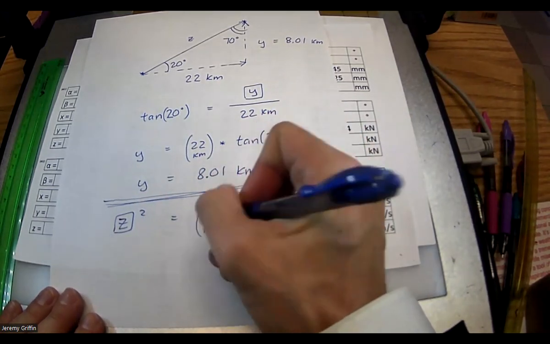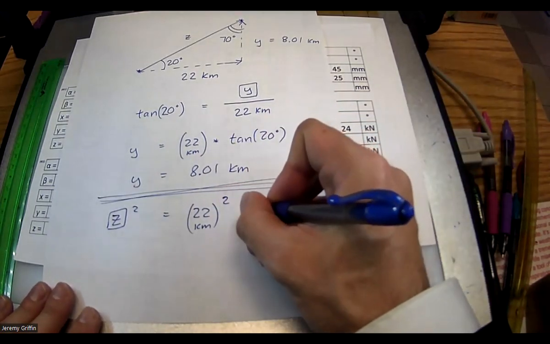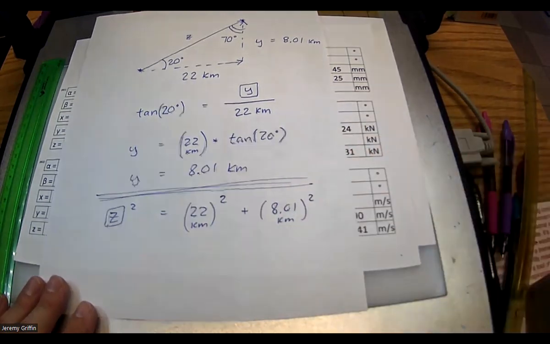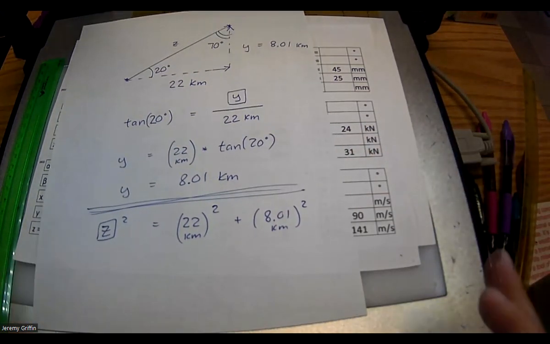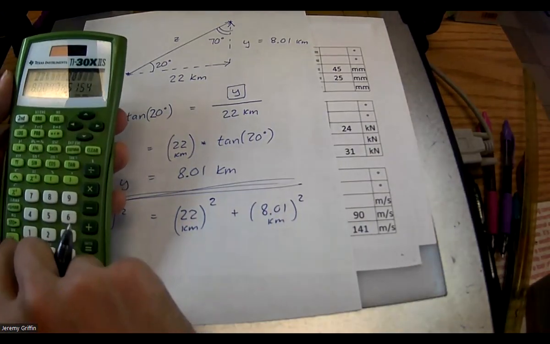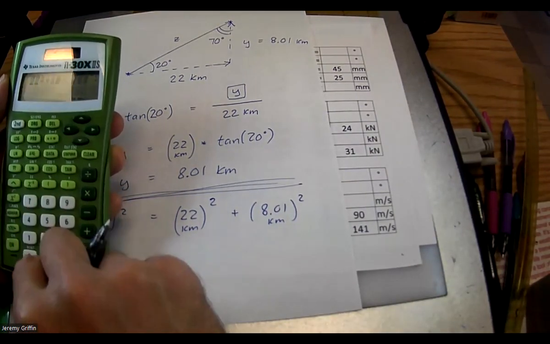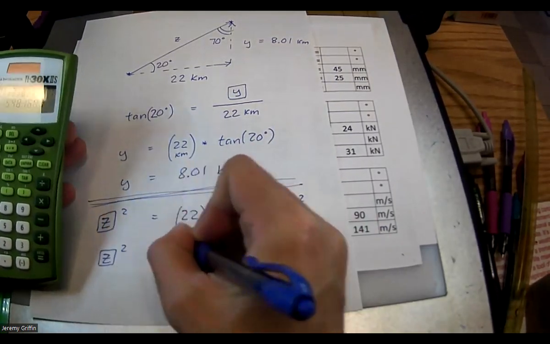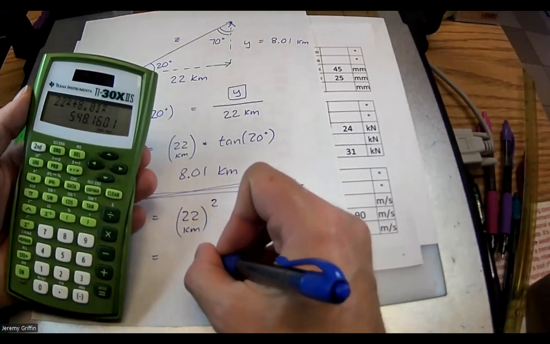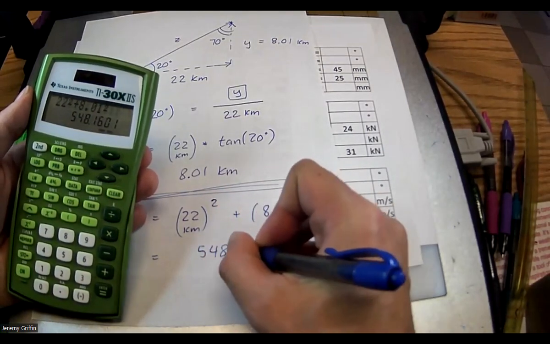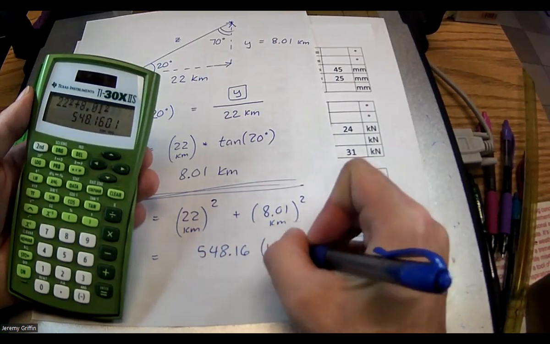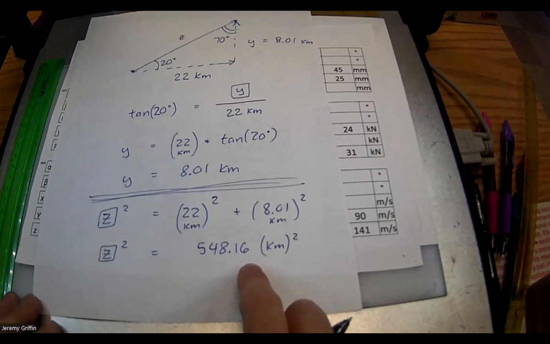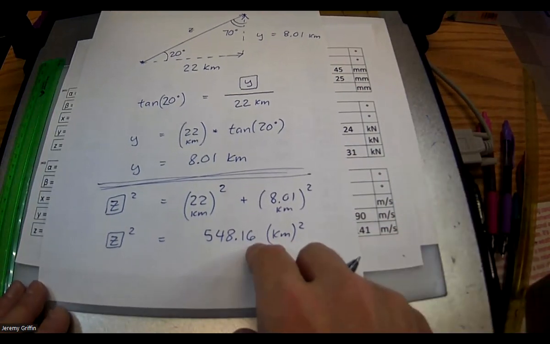Just to save myself a little paper room, I'm going to go ahead and write the numbers in. That squared plus that squared. Let me see what this all comes out to. It's 22 squared plus 8.01 squared. So z squared sums to 548.16 square kilometers. Now, really, that's way too precise, but that's okay as a middle step. Save some digits for middle steps.